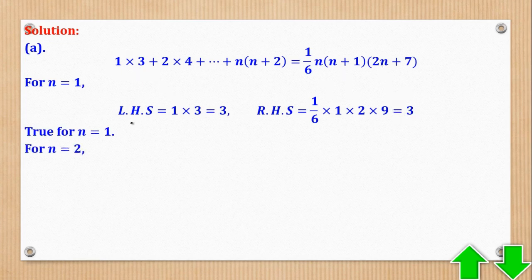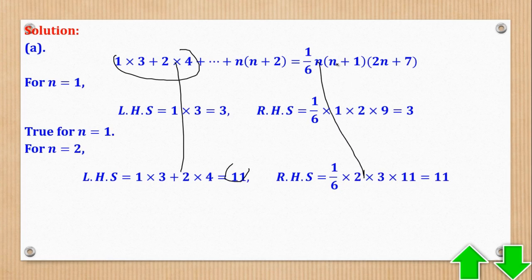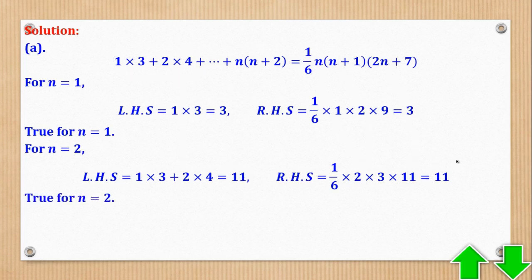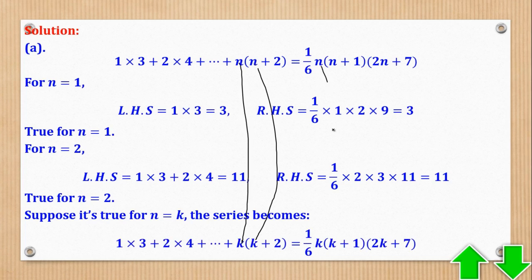What about for n equal to 2? Left hand side means there are 2 terms to give you 11. Right hand side means we substitute n equal to 2 to give you 11. They are equal, meaning it is true for n equal to 2. Now next we shall suppose it is true for n equal to k. If it is true, it means that when you put n equal to k here, it will be equal to when you substitute for n equal to k this side.